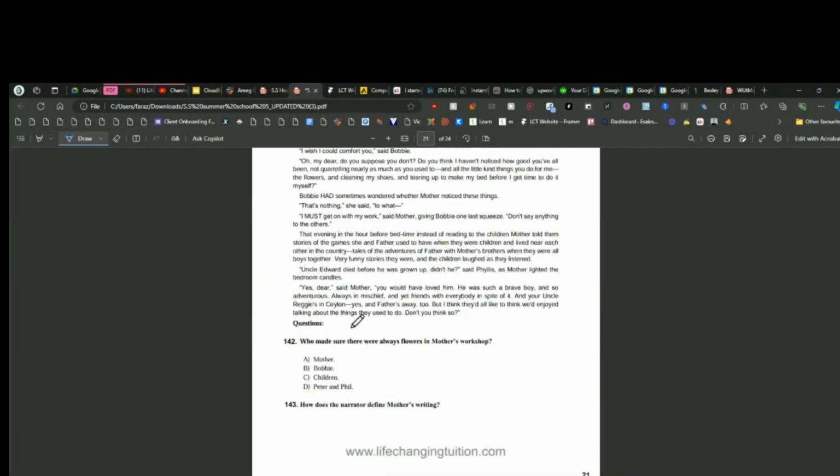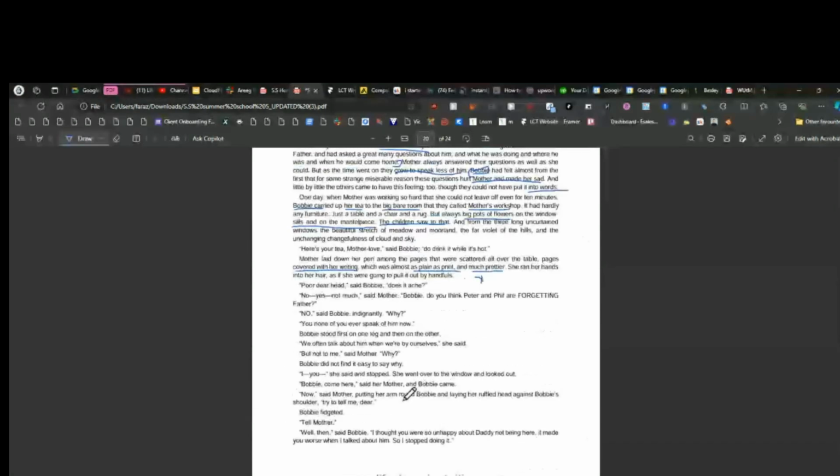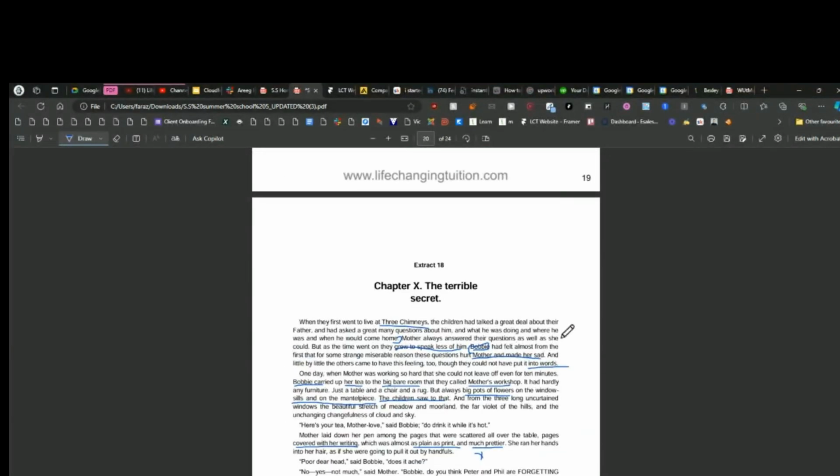So I'm thinking for question 142 is let's just look at the ones that we can cancel out. Mother is not the one that's putting the flowers there, doesn't look like. There's no mention of Peter and Phil so far. And if we just keep scanning until maybe we find that they were talking about the workshop at any point.